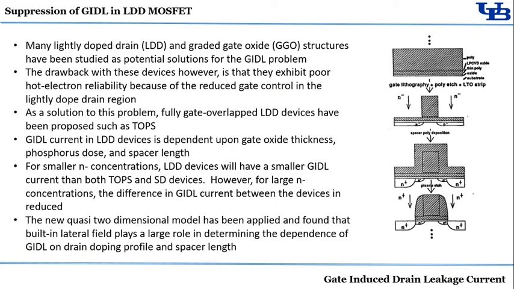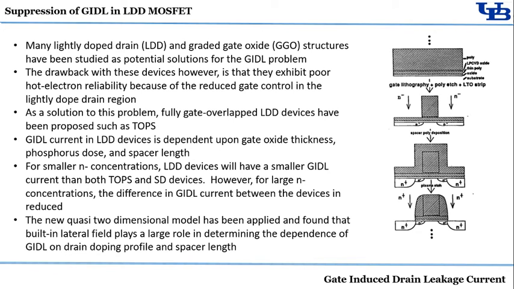Suppression of GIDL in LDD MOSFET. Many lightly doped drain (LDD) and graded gate oxide (GGO) structures have been studied as potential solutions for the GIDL problem. The drawback with these devices, however, is that they exhibit poor hot electron reliability because of the reduced gate control in the lightly doped drain region. As a solution to this problem, fully gate-overlapped LDD devices have been proposed, such as TOPS.